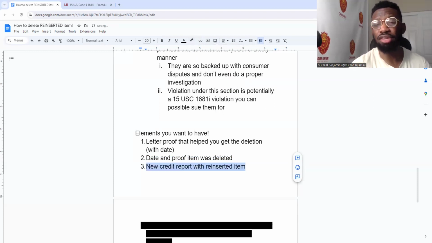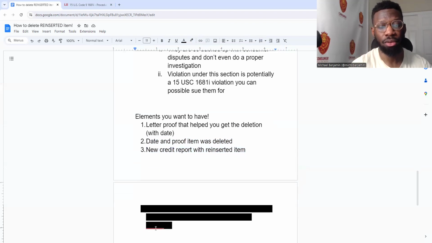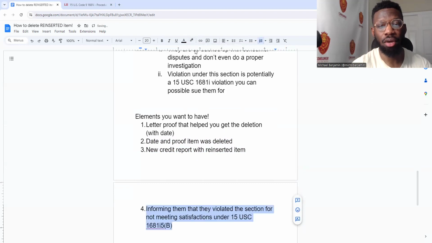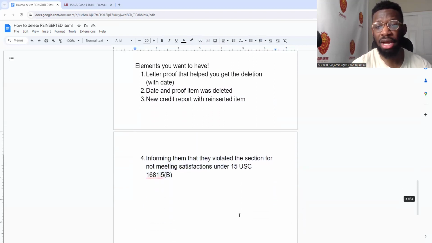And then you also want to have the new credit report with the reinserted item, so you can show the proof that it was reinserted. And then, of course, you basically want to inform them that they violated the section for not meeting the satisfactions under 1681i(a)(5)(B). All right, so just do all of that.